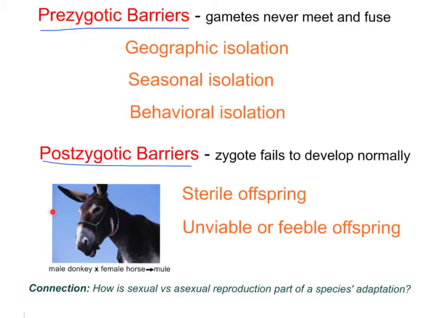Example, obviously, the male donkey and the female horse make a sterile mule. So those would be post-zygotic barriers. Another example, we didn't really talk about this a lot, seasonal isolation.